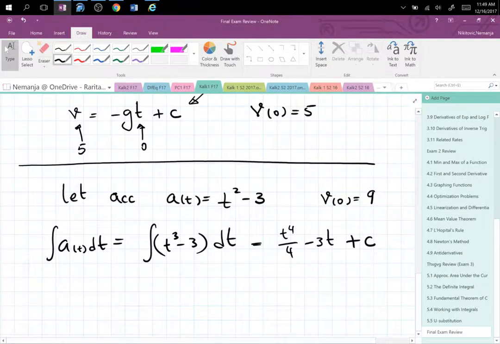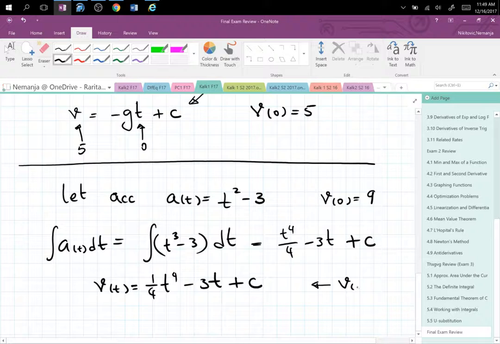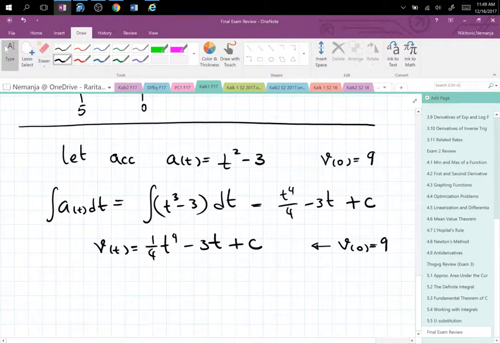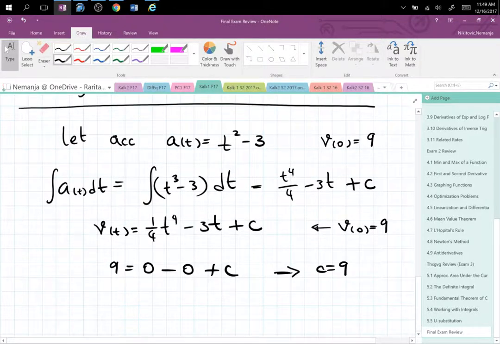And so now you actually got the velocity function, v of t is equal to 1/4 t to the 4 minus 3t plus c. And now you have to use v of 0 equals 9. So you see 9 is equal to 0 minus 0 plus c, from where you get that c is equal to 9. Wait. How did we go from t squared minus 3 to t to the 4? Oh, you're right. That was supposed to be a cube.